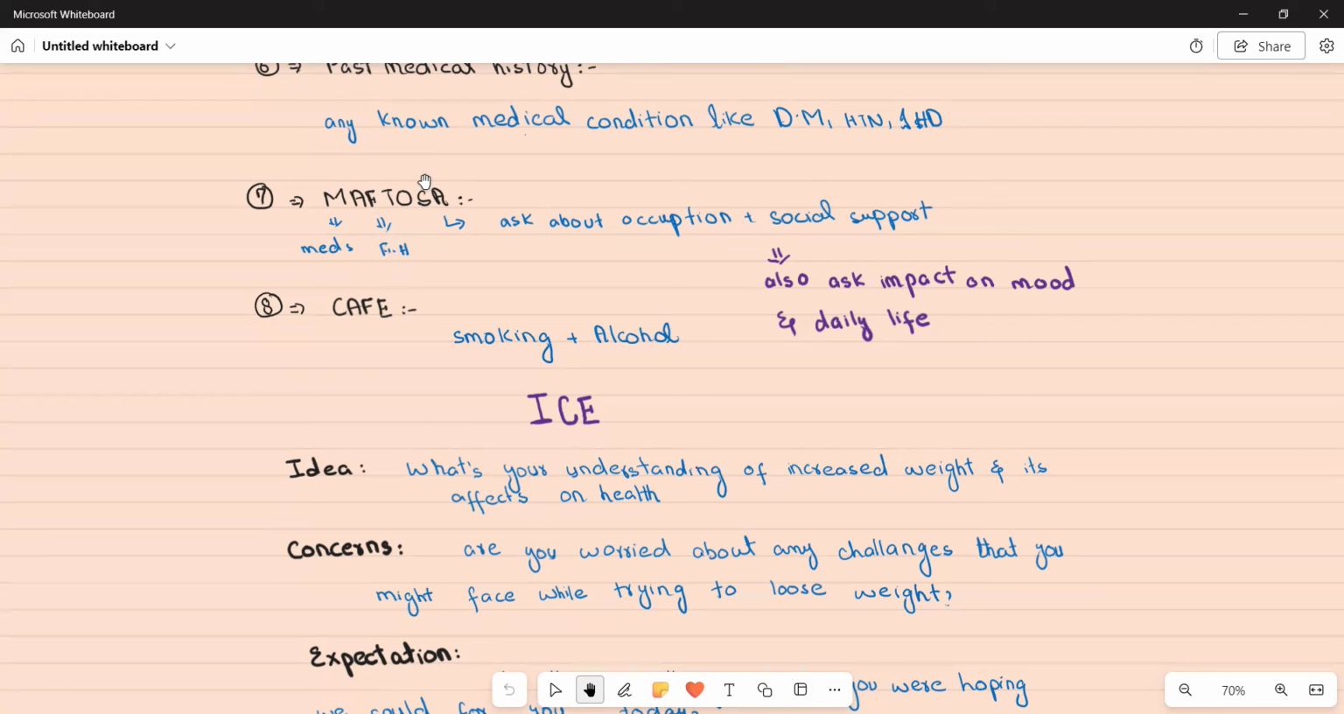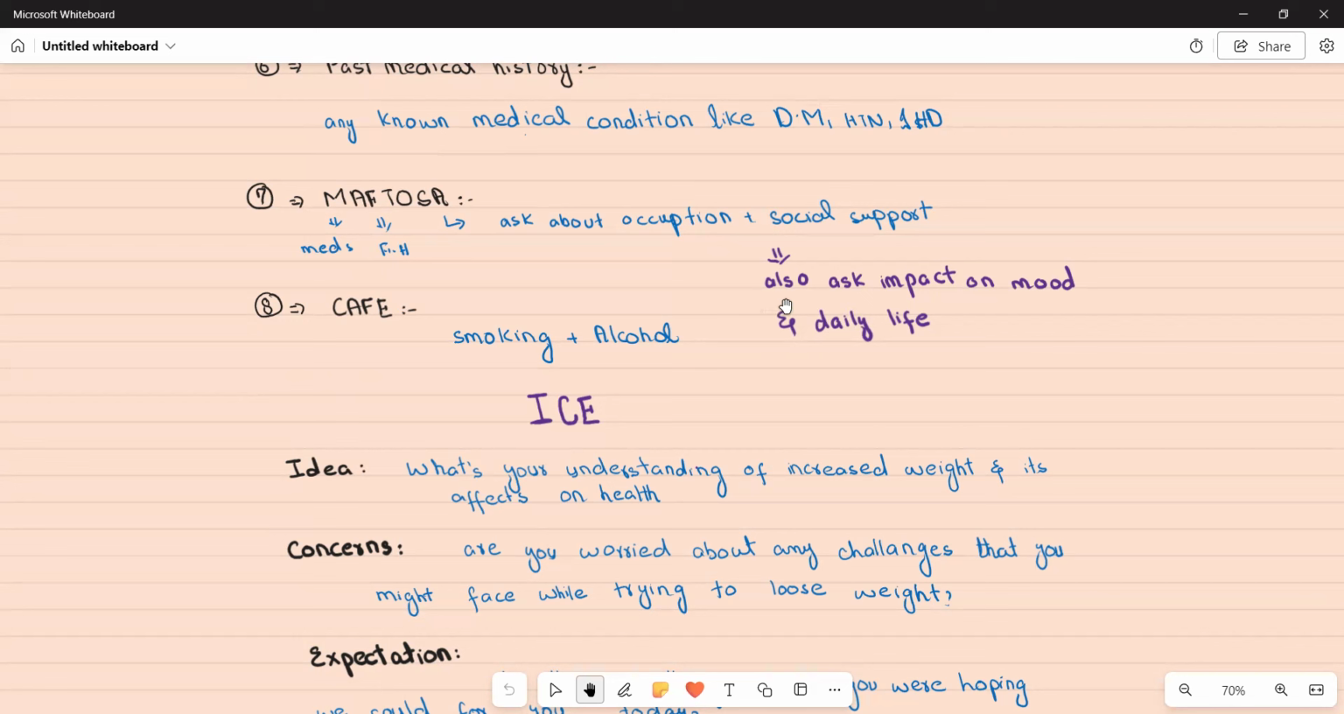Okay, then psychosocial is also very important. So ask about their occupation. What is their occupation and their social support as well? Do they have family and friends? Are they supportive? And ask about the impact of being overweight on their mood. Okay, this is a very important question. The impact of obesity on their mood.